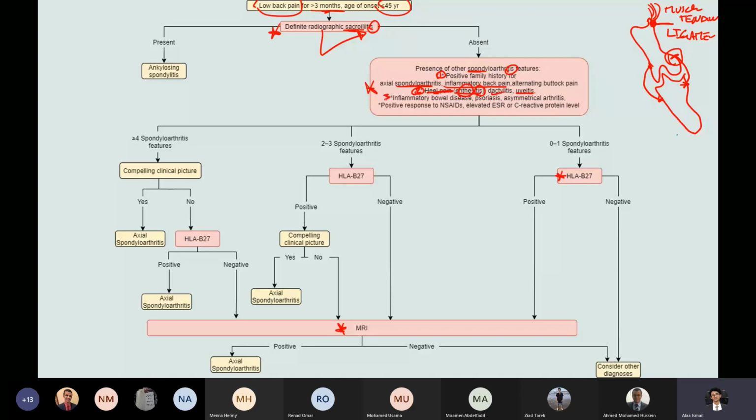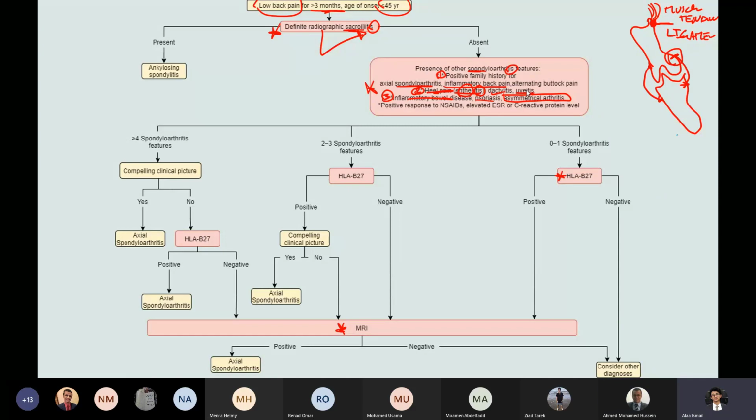Now, the third chunk here is the inflammatory bowel disease, psoriasis, and asymmetric arthritis. For the first two, inflammatory bowel disease and psoriasis, these are diseases that are associated with spondyloarthritis. And for the last one, asymmetric arthritis, this is in fact a description for the joint affection in this entity, spondyloarthritis, because spondyloarthritis usually comes in a form of oligo-asymmetric affection.